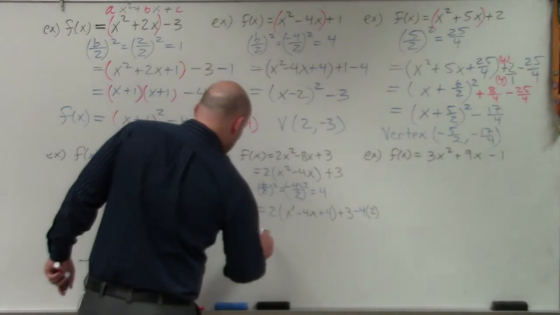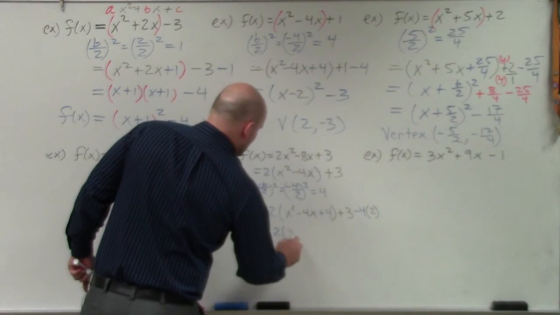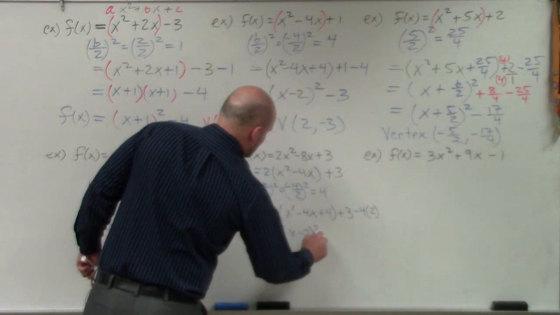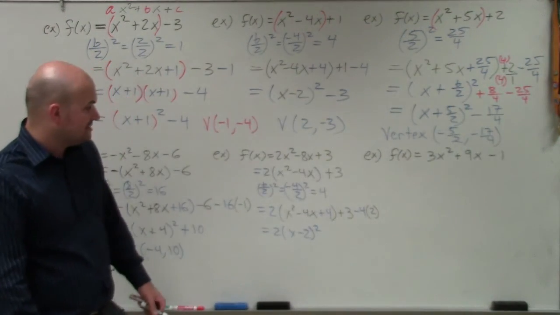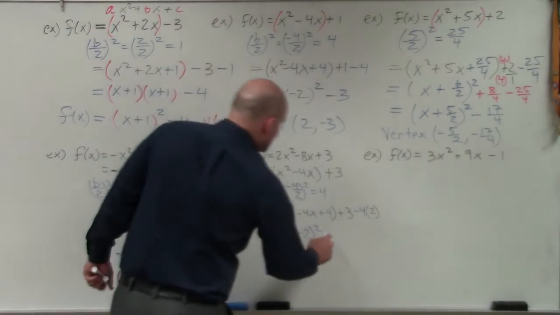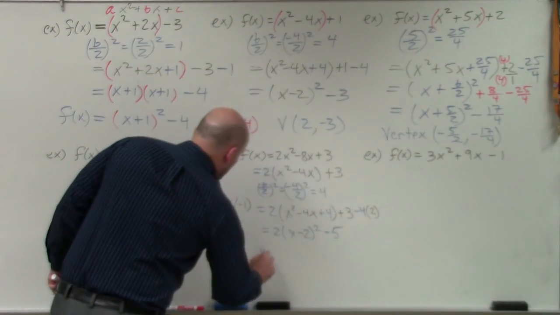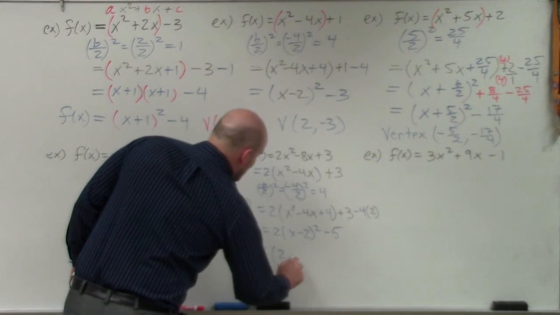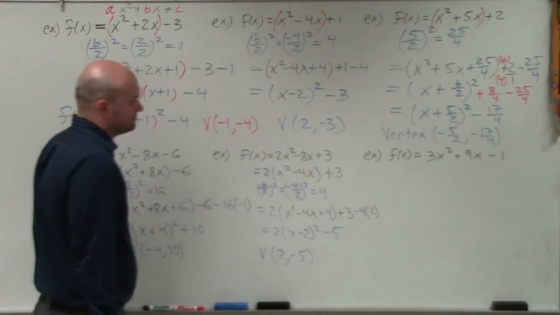Well, now you can see this is exactly the same problem. I didn't mean to do that, but we'll make that simpler. That'll be nice. And then here I have negative 4 times 2 is a negative 8, plus 3 is a negative 5. So therefore, my vertex is just going to be 2, comma, negative 5.